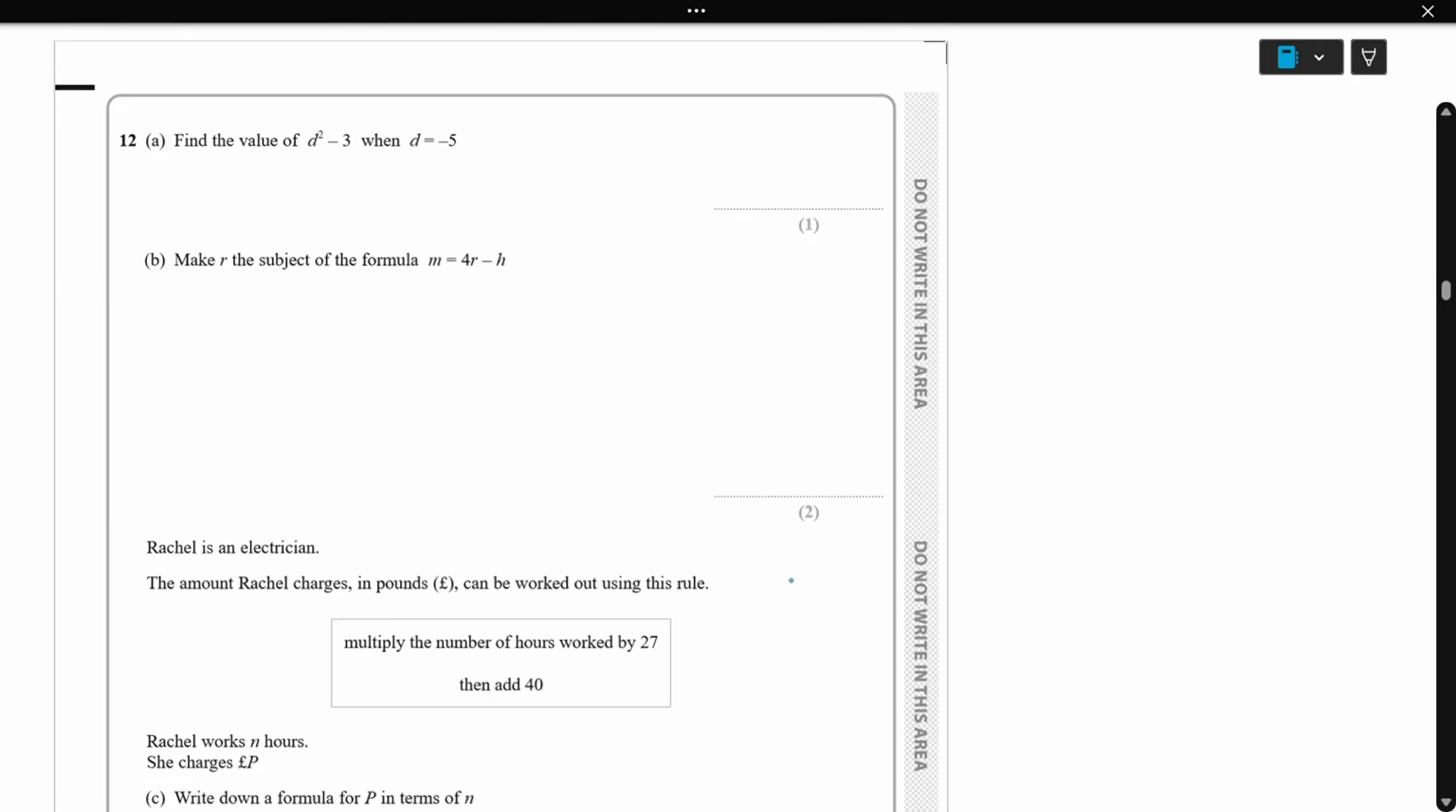Next, question number 12. Find the value of d squared minus 3 when d equal to negative 5. Just substitution, minus 5 whole squared minus 3. The answer is 25 minus 3, which is equal to 22.